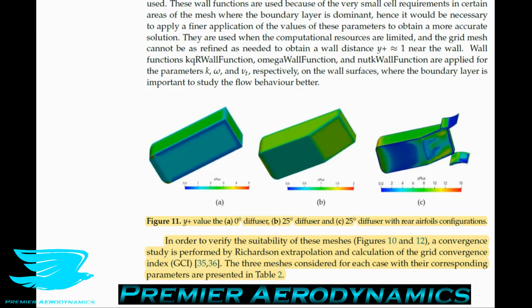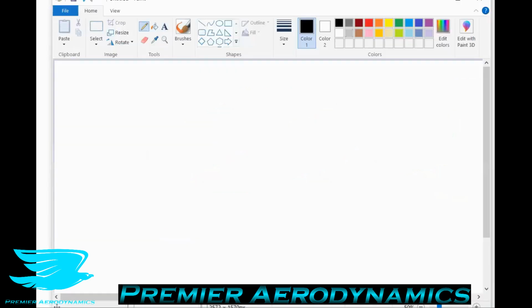A Wolf function is, I'll actually use Paint here, and I've got my tablet. So let's say we have the wall here. So this is the surface. And then we have the flow going over it. So we have a regular boundary layer forming. So this is the boundary layer gradient. So imagine, just for those of you listening, a typical boundary layer forming.